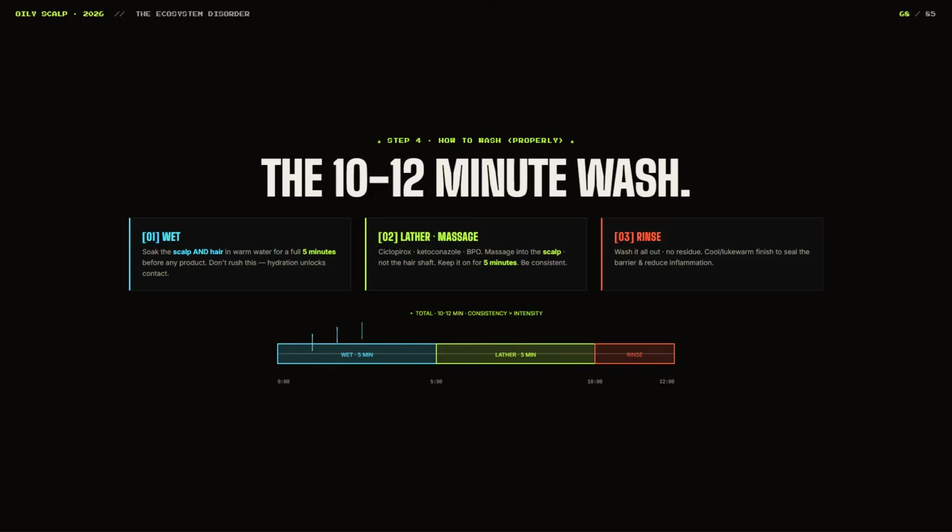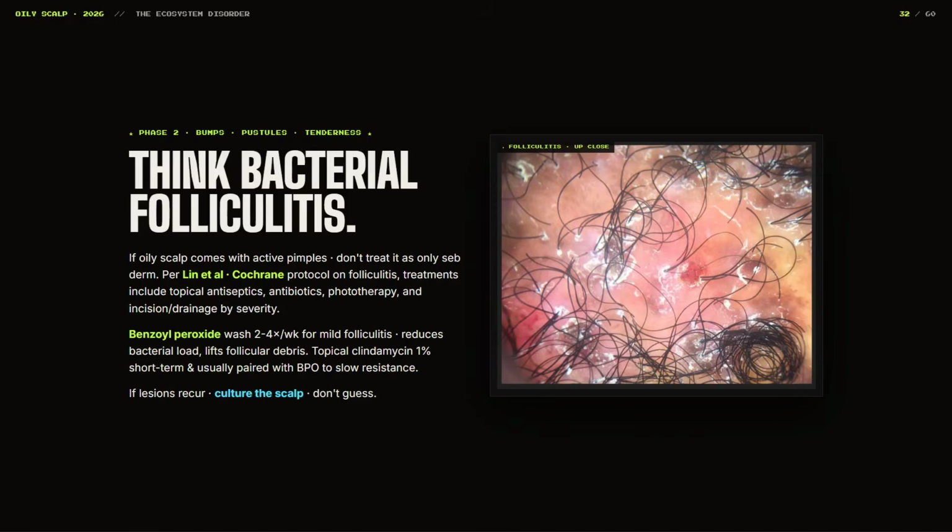Whether it's ciclopirox, ketoconazole, benzoyl peroxide, you want to lather it into the scalp and be pretty consistent with it. And do that for around 5 minutes. So in total, between wetting your scalp for 5 minutes and washing the scalp with the shampoo for 5 minutes, and then when you're done, you just wash it all out. So that's 10 minutes, maybe 12 minutes total.